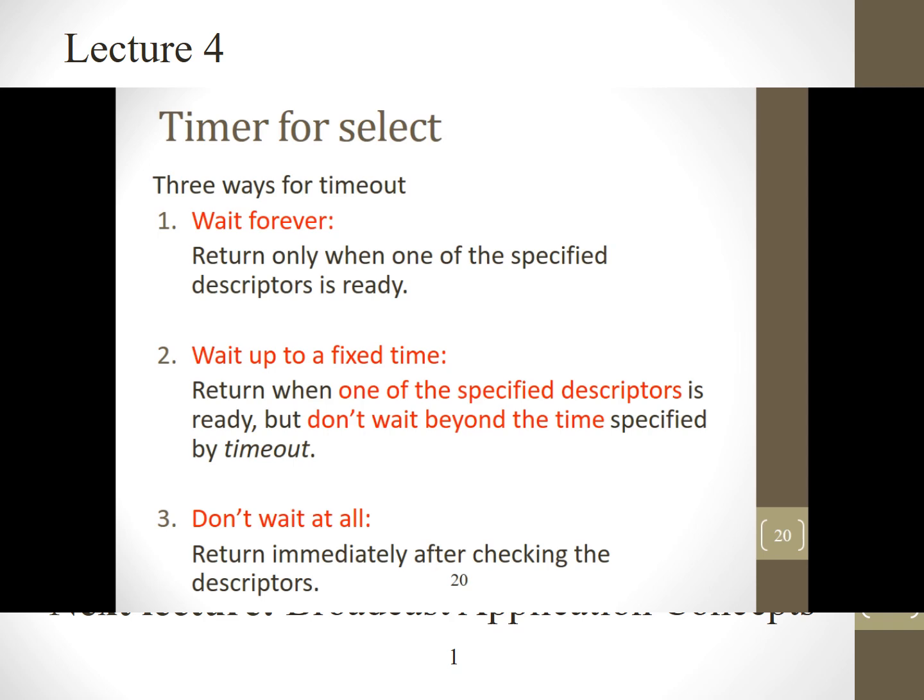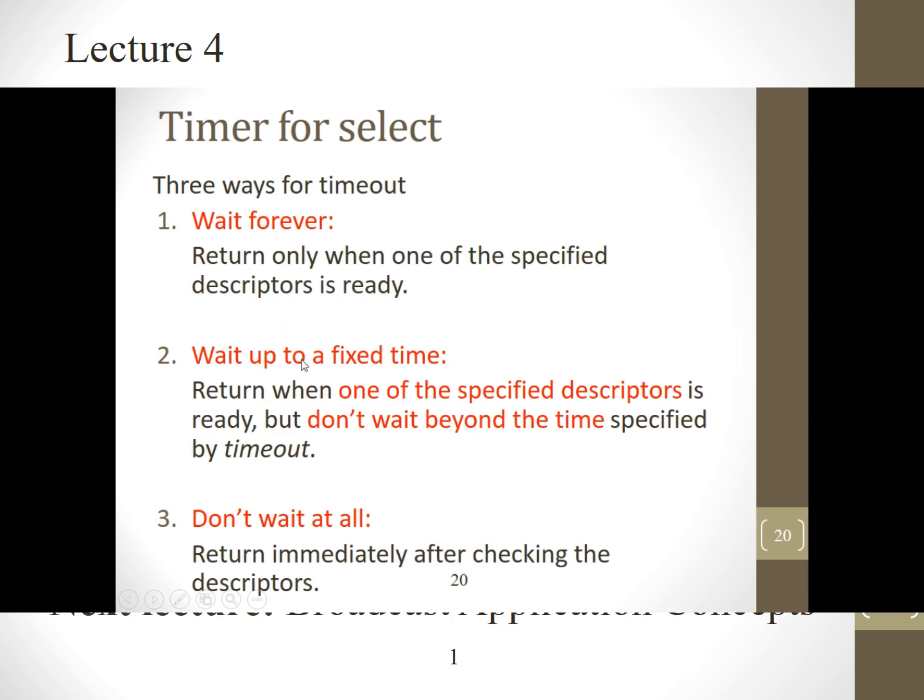So what are the timers for select? It says select has three ways for the timeout. First, select could wait forever on the kernel side. What does it mean? It will return only when one of the specified descriptors is ready and the datagram has arrived. If the datagram did not arrive, it will have to wait at the kernel side forever.